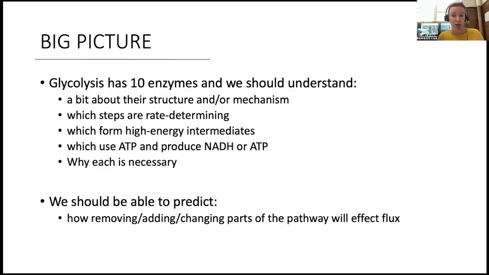Now, as a big picture looking forward, right, we should be able to predict how changing parts of the pathway will affect flux. So into the future, we'll be thinking a lot about flux through metabolic pathways, and we'll learn how to link the pathways together.